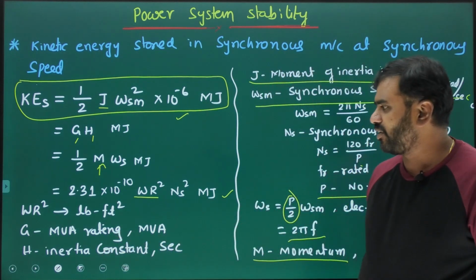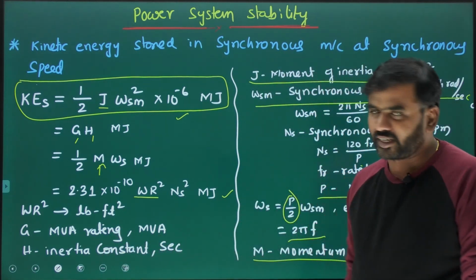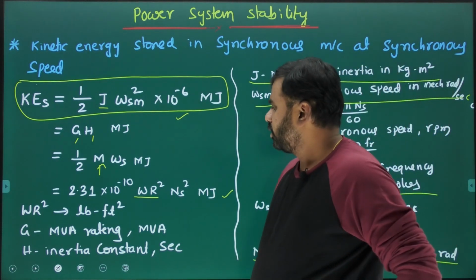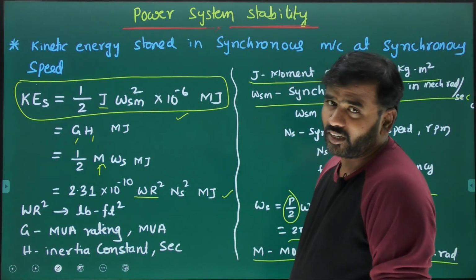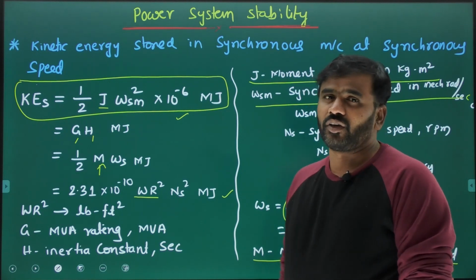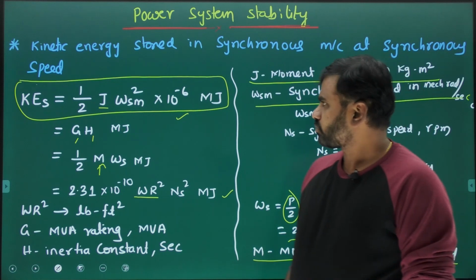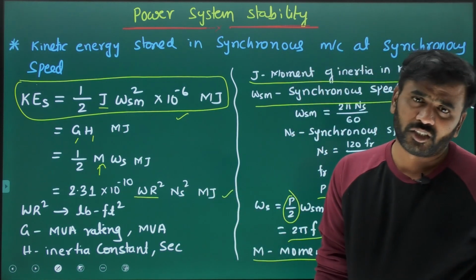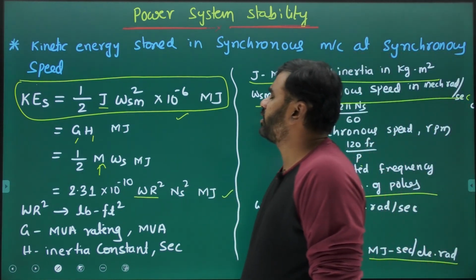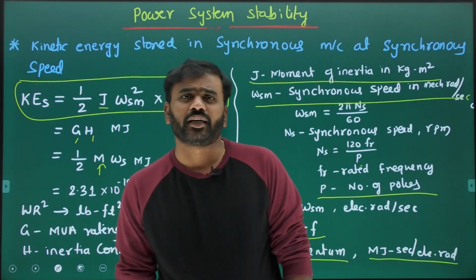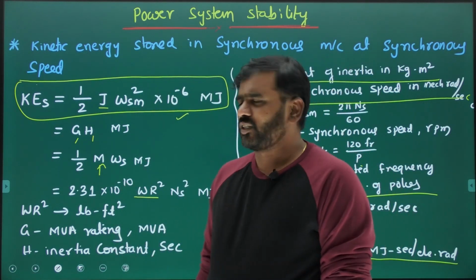You know all these things. G is the MVA rating in MVA, H is the inertia constant in seconds. Otherwise you can say megajoules per MVA, or megawatt second per MVA, or kilowatt second per kVA, watt second per VA, or simply second. All the units are the same. That's about the kinetic energy formula. But sometimes they will ask you what is the kinetic energy at 1/5 of synchronous speed, 1/3 of the synchronous speed, whatever it may be.